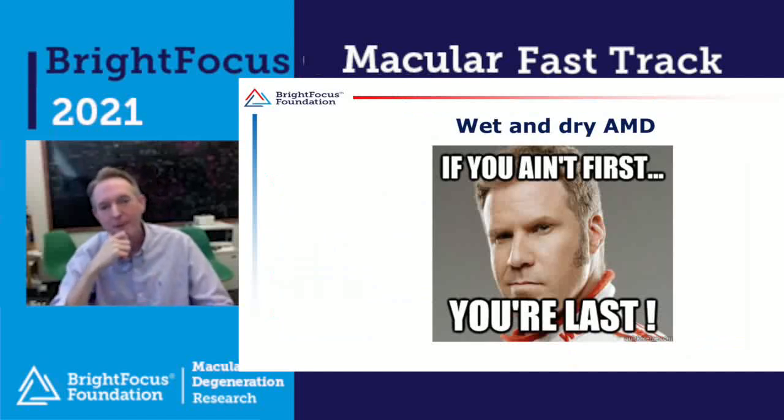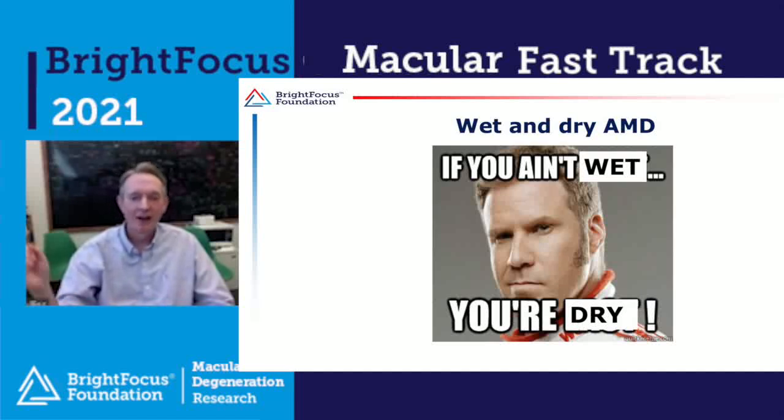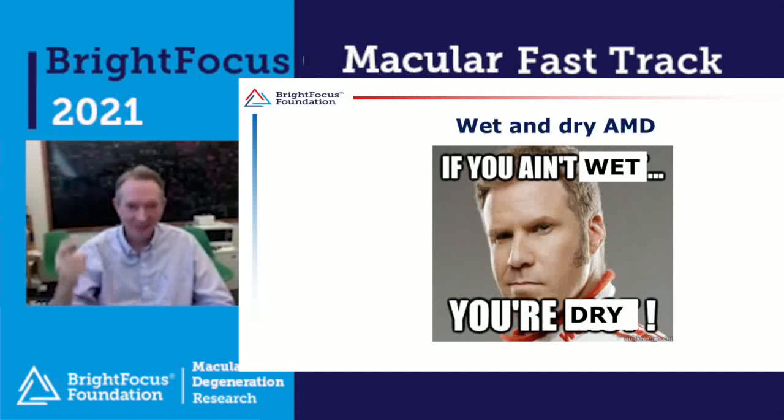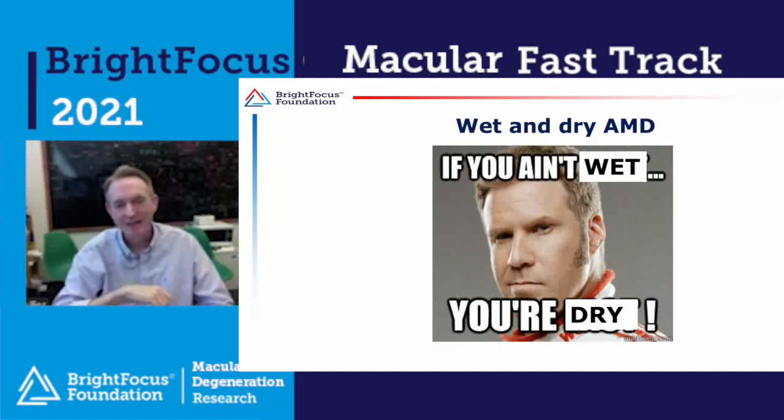All right, well, talking about wet and dry macular degeneration, you know, Ricky Bobby, I think, put it best in the racing world when he said, if you ain't first, you're last. And in the case of AMD, if you ain't wet, you're dry, okay? So basically in AMD, everything that's not wet AMD is dry AMD. So early AMD, intermediate AMD, geographic atrophy, these are all forms of dry AMD. Once you have new blood vessels, this is now called wet AMD.